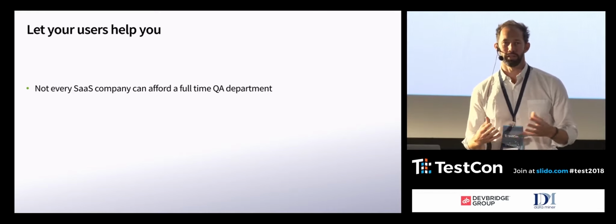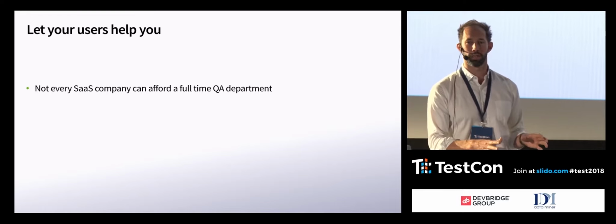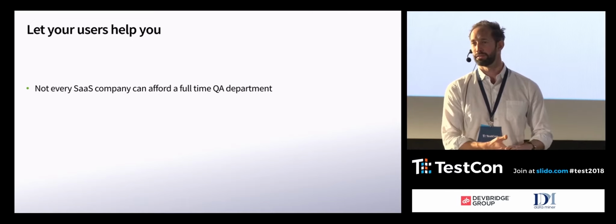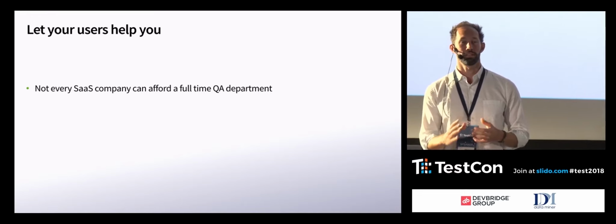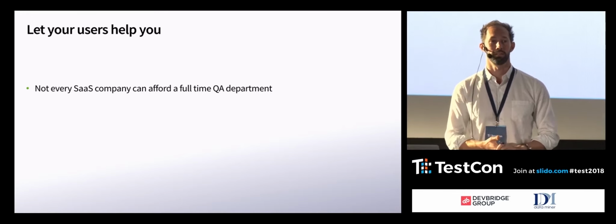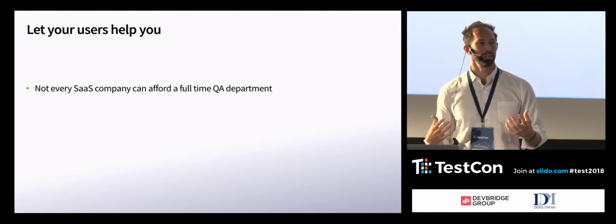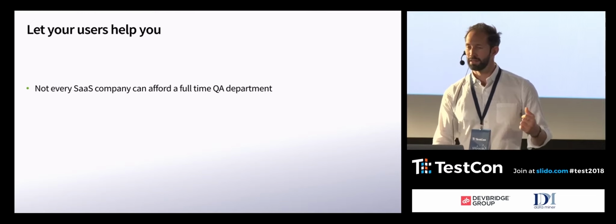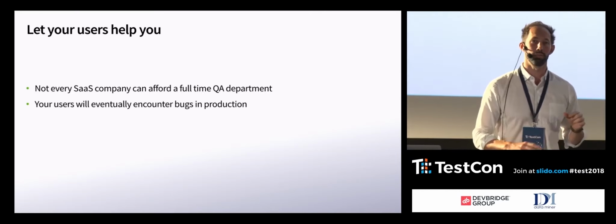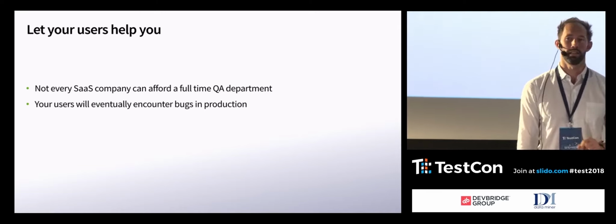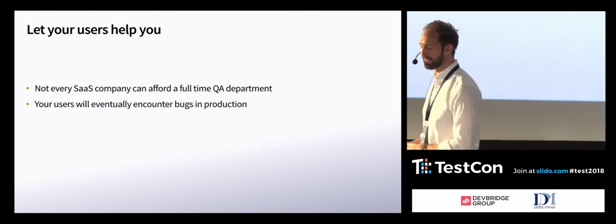So for example, at my company, since I'm a cheap person, we don't have a full-time QA department, because that's expensive. So not every software as a service company will afford having testers. To those who can, that's amazing, that's luxury. But if you don't, this is something that we can do instead. So we can have our users be helping us, because they will eventually run into bugs. Unless you write, of course, perfect code, then we're hiring, by the way.